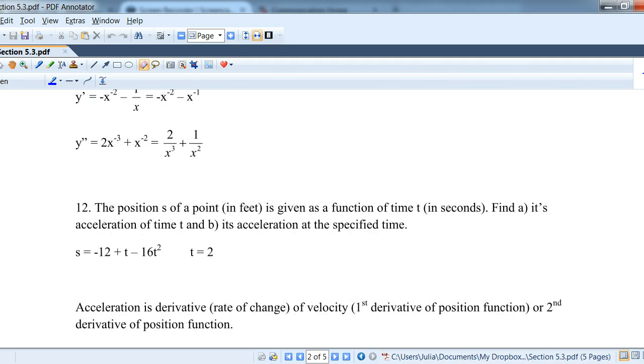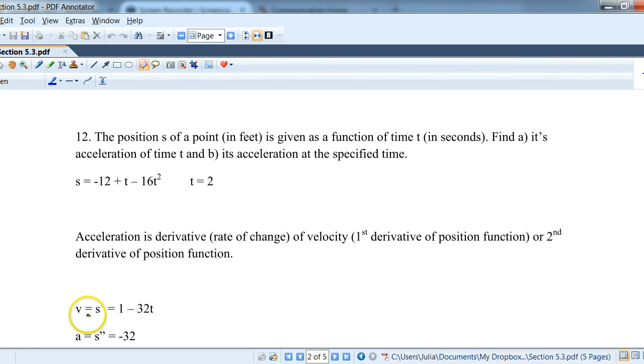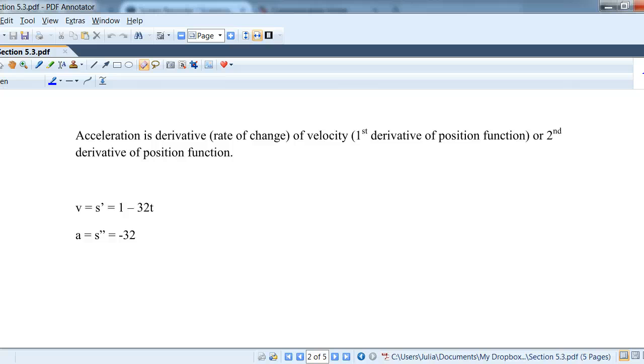So acceleration is the derivative of velocity, or the first derivative. So first we find the velocity equation, which is s prime, and if you notice, -12 is gone, the derivative of t is 1, and then -16t squared becomes -32t. Then what's acceleration? It's the double prime of the position function, and that's basically just -32. So notice here acceleration is constant. That tells us that we keep decreasing at a constant rate, let's say if the object is falling.